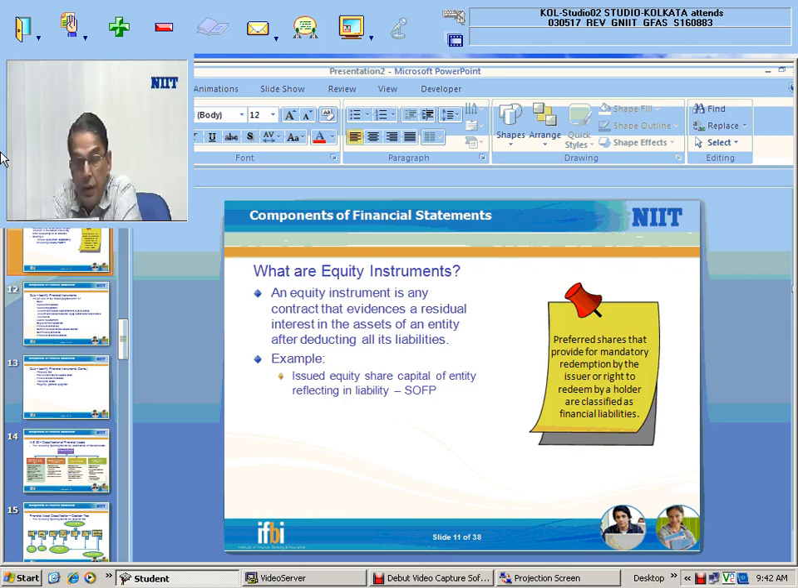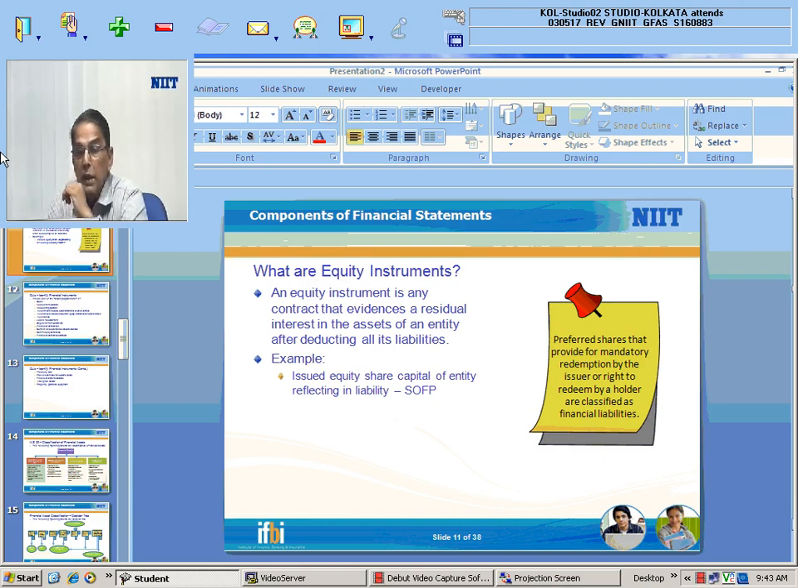So ordinary shares, and some preference shares provided they are not redeemable by the holder and provide for non-discretionary dividends. The dividends will be discretionary, that means the company may decide how much dividend to pay. Warrants or written call options which allow the holder to subscribe for or purchase a fixed number of non-putable ordinary shares in exchange for a fixed amount of cash or another financial asset. These are examples of equity instruments which come into the category of financial instruments.